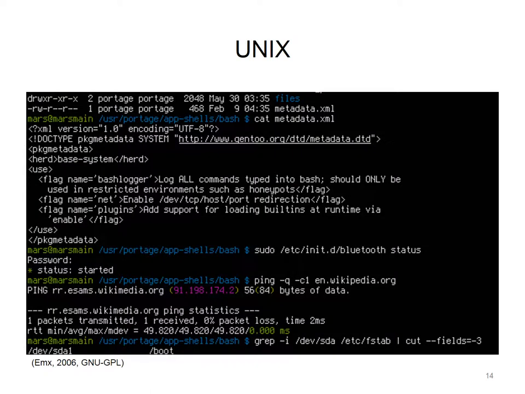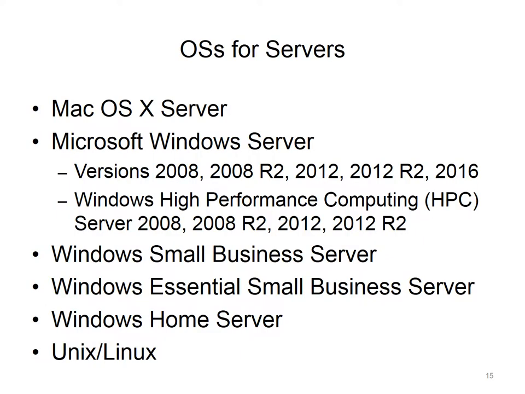These are the command lines in a Unix system. Windowing environments are available for Unix, but the command line remains available. There are many OS options available for servers. Mac OS X Server is identical to OS X for PCs. It just adds functionality needed for servers.